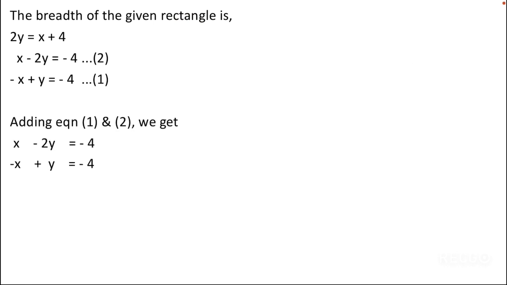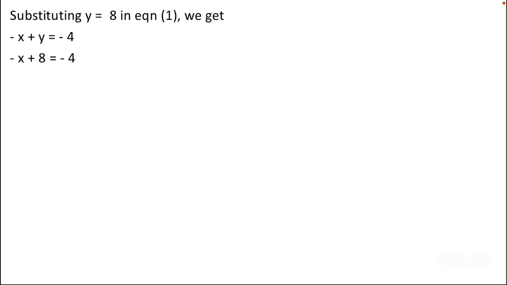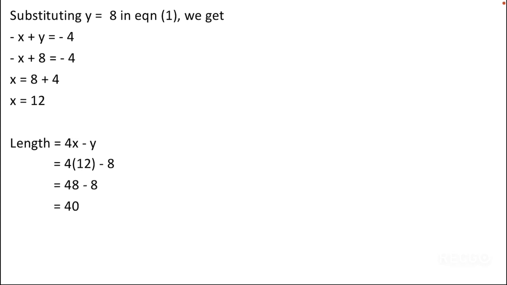So for length, you can take the simplest equation, no need to take the bigger equation, it will lead to calculation mistakes. So for length we will be taking the equation which is the simplest, that is 4x minus y. So we will substitute x and y values. So we get 4 into 12, that is x, and minus 8. So 4 12s are 48 minus 8, which is equal to 40. So we are getting our length as 40.